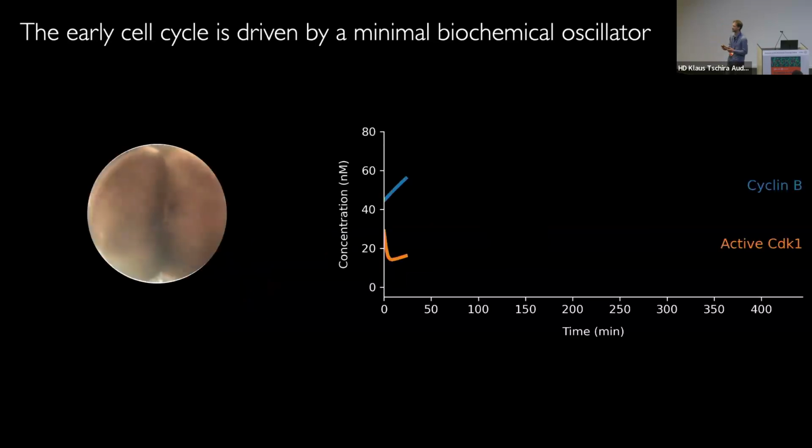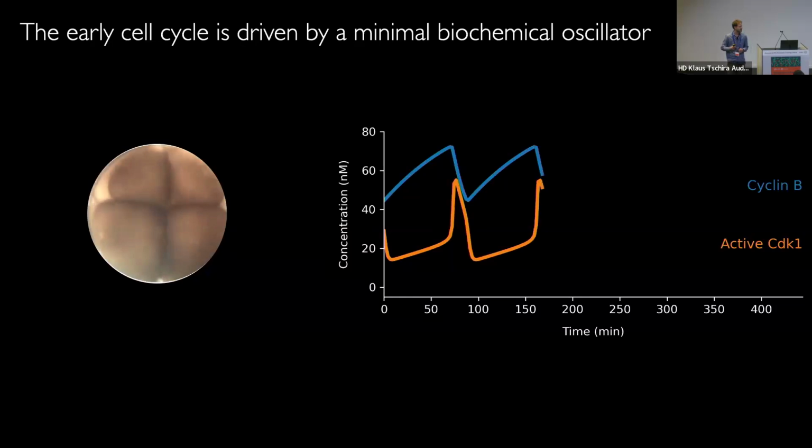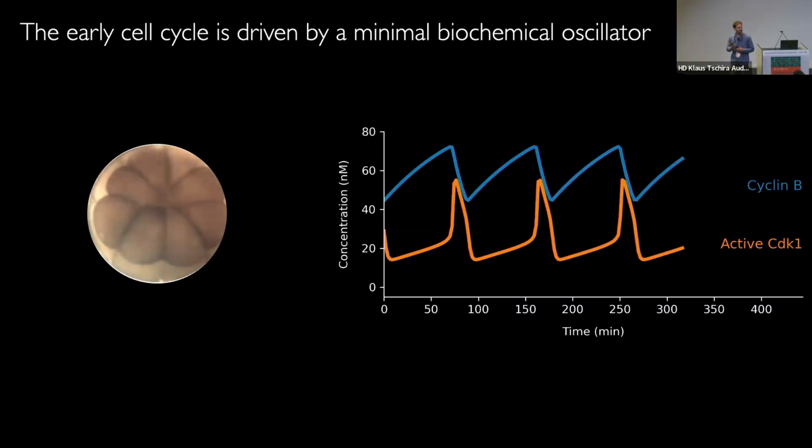If we look at the oscillator, you've got these periodic pulses where every time you've got a pulse in CDK1 activity, the cell divides. And as you can see here, it's pulse-like, so it's not like a sinusoidal oscillation, and that's because there are nonlinearities, there are differences in time scales, both of the synthesis, degradation processes, and activation, inactivation processes of CDK1.